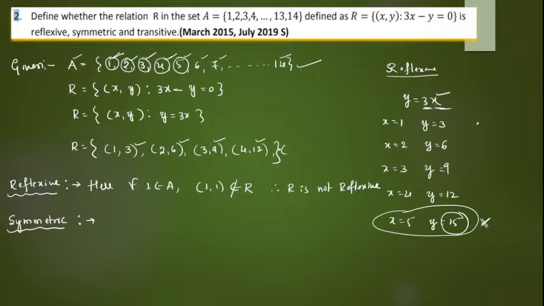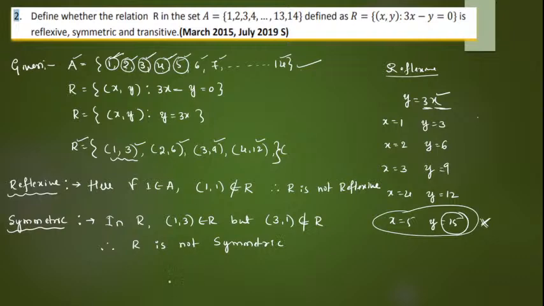So symmetric condition means what? If an order pair 1 comma 3 belongs to R, its reverse order pair 3 comma 1 also belongs to R. But here in my relation R, 1 comma 3 belongs to R, but its reverse order pair 3 comma 1 is not at all belongs to my relation R, right? Therefore here your relation R is not symmetric. So already you know the basic theory about reflexive, symmetric and transitive condition. That's why I'm going directly here without giving the hint. Okay, next we have to check out whether it is transitive or not.